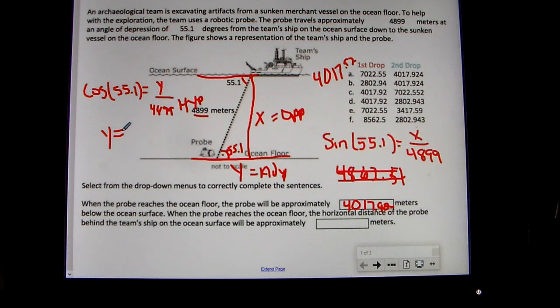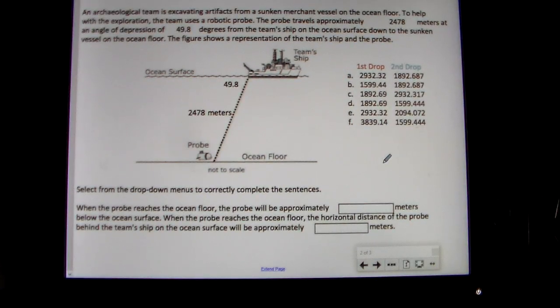So 4,899 times cosine of 55.1, and we're going to get 2,802.94. So our correct answer here will be D. So it'll be 2,802.943 in the second little drop down box. So I know it's a little bit tough to see, but hang in there. I'll try to make it as pretty as I can.